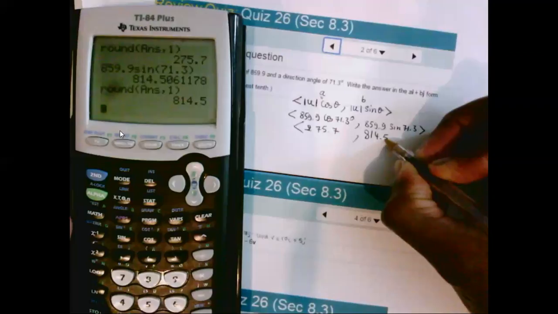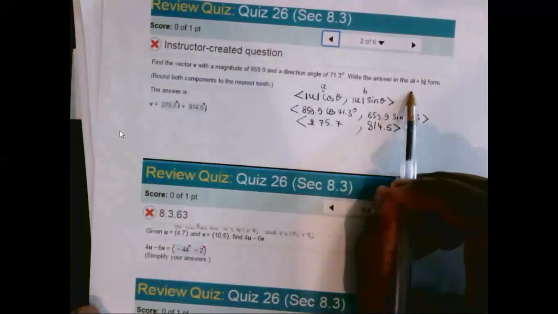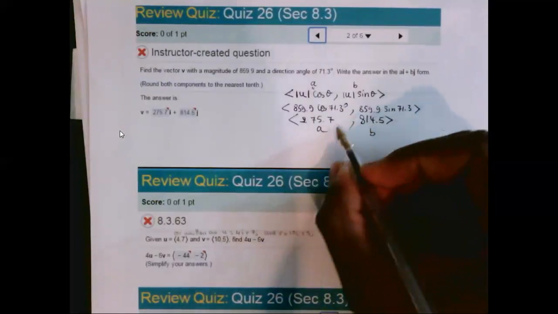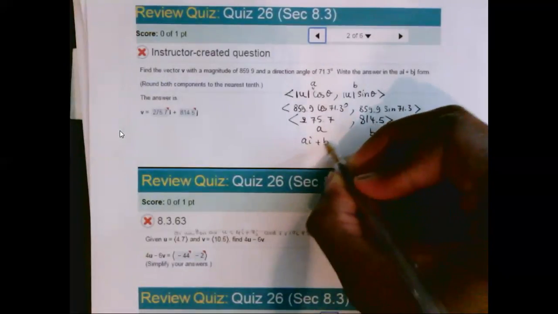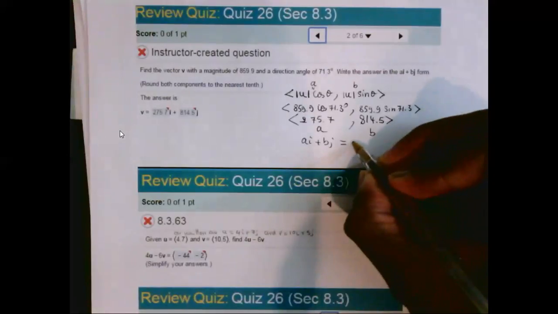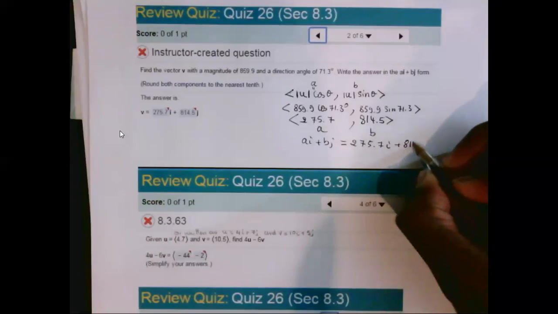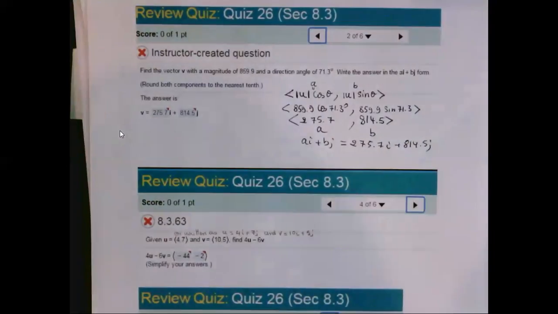Now they say to write it in terms of ai plus bj form. This is my a here, this is my b here, so all I have to do is just copy them into ai plus bj. I'm just writing it as 275.7i plus 814j, and that's it. And that's how you solve this type of question.